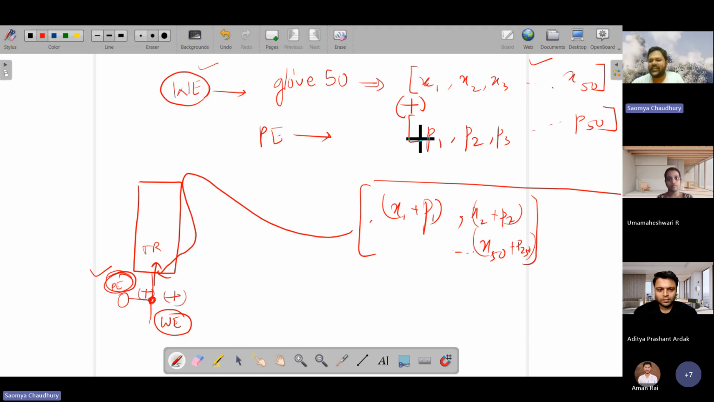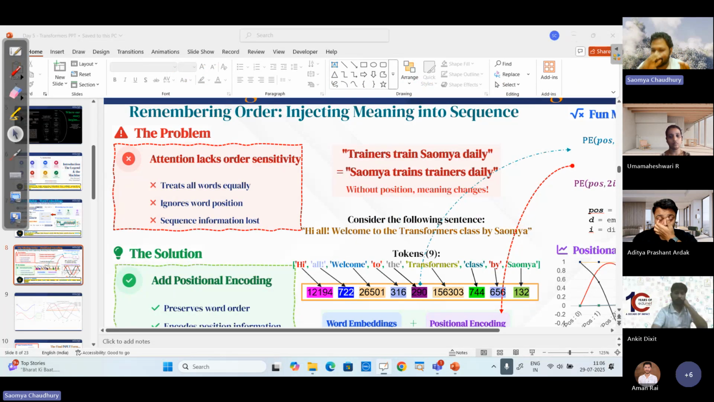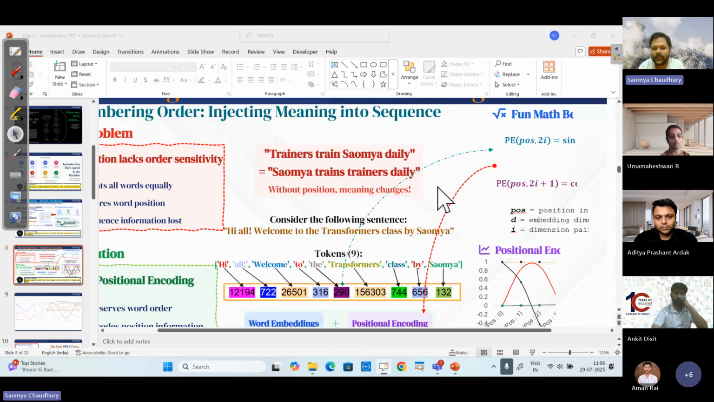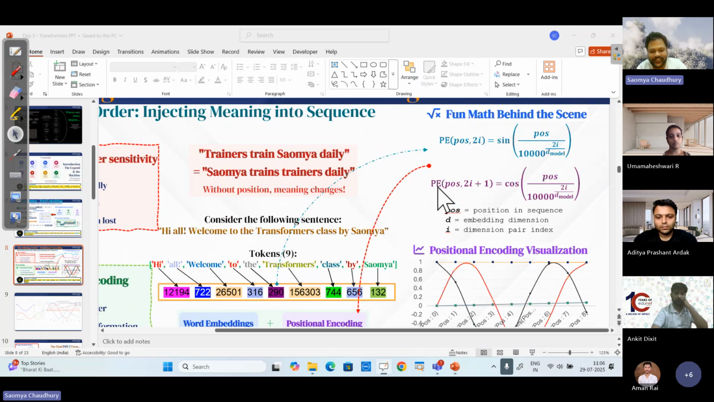So the idea is it should have the same exact dimension as that of the word embedding, so that we can easily add it and just put it forward to the next layer to look into. Okay, now you got the understanding of it, right? Now how that happens internally, if I talk about, is through this guy here.